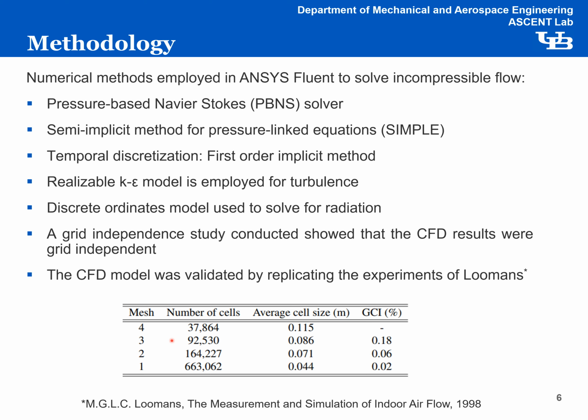To minimize the discretization error, a grid-independence study was conducted using four grids as shown in the table. Mesh 3 with a grid convergence index of 0.18 was used to mesh each room with refinements near the vents and the occupants. The CFD model then was validated by replicating experiments done by Lumens.